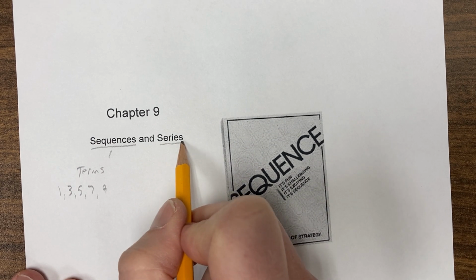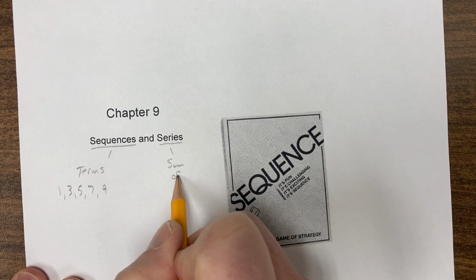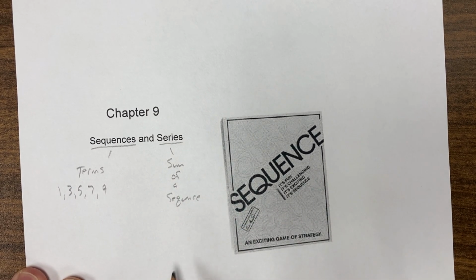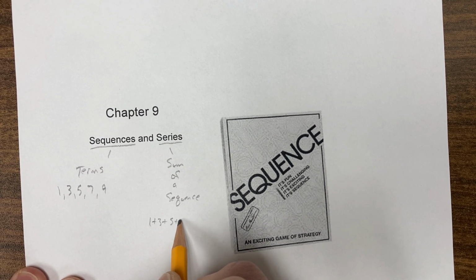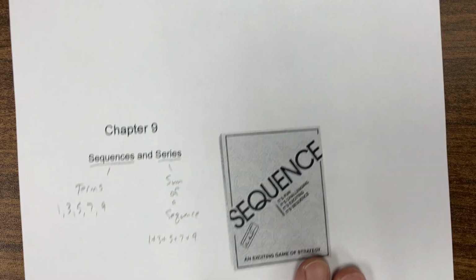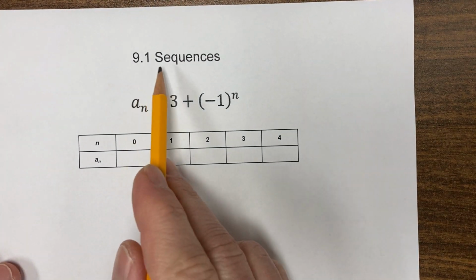A series is when you add up a sequence. It's the sum of a sequence. Okay? So this would be if we took that and went 1 plus 3 plus 5 plus 7 plus 9 and added them up. That's the sum of the sequence. Okay? And that's the difference. Now, we won't get to series until later, so we're just going to start with sequences right now.